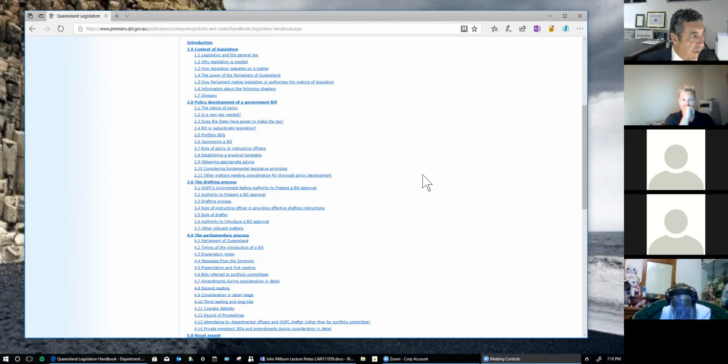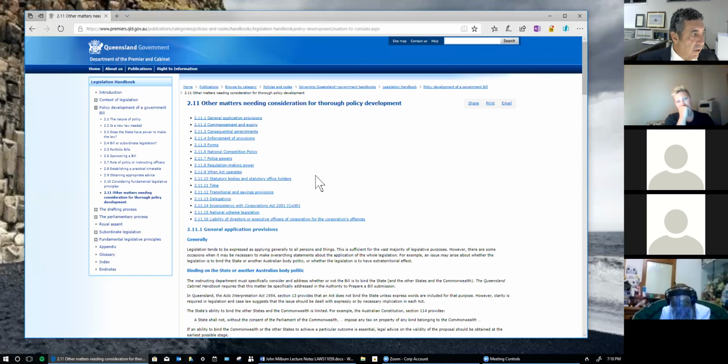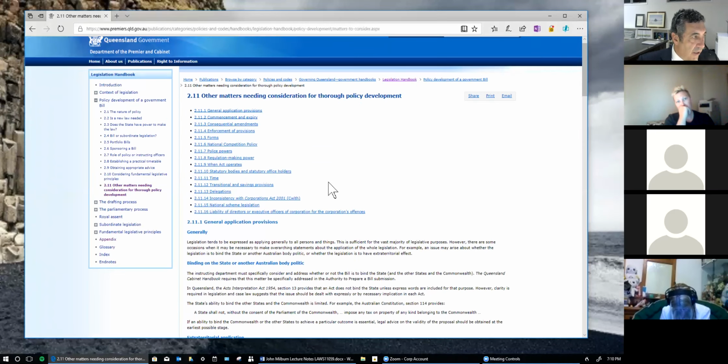So just to bring some specific things to your attention, for example, when we're talking about policy development of a government bill, you'll see 2.11, which deals with other matters needing consideration for thorough policy development. If we click on that link, you'll see that there's a good deal of information, and the one that I'm going to bring to your attention is down the bottom, 2.11.16, which deals with the liability of directors or executive officers of a corporation for a corporation's offences.